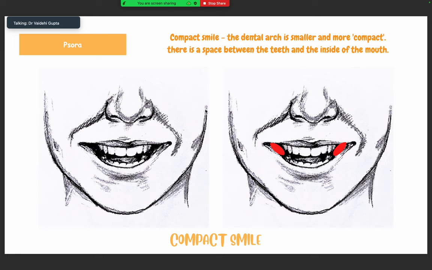There is a space between the teeth and inside the mouth. The red shaded area signifies the space between the teeth and the mouth. So it is called compact smile and it represents Psora.